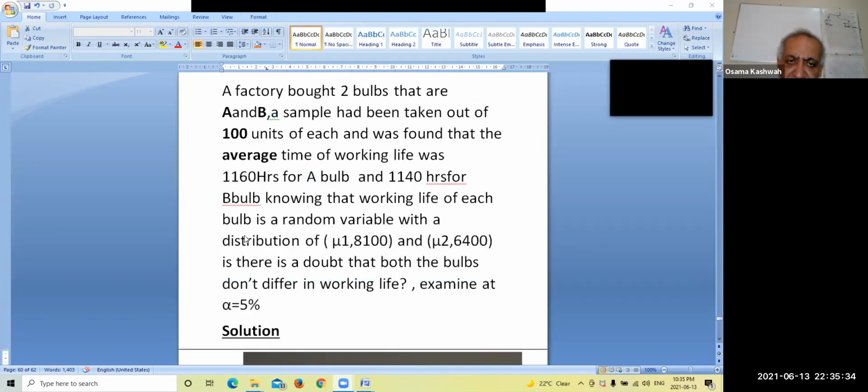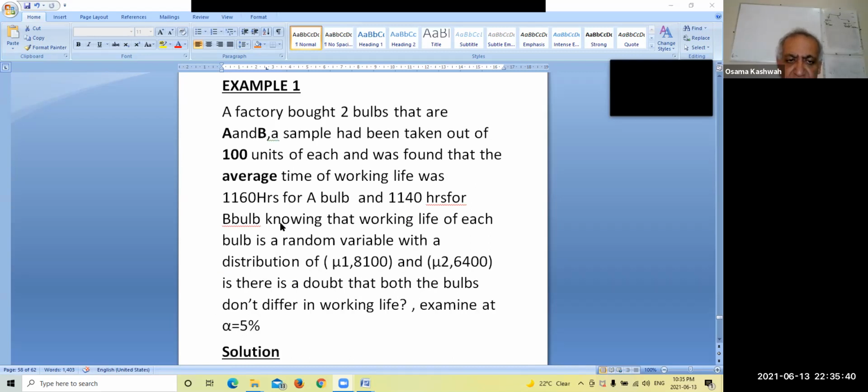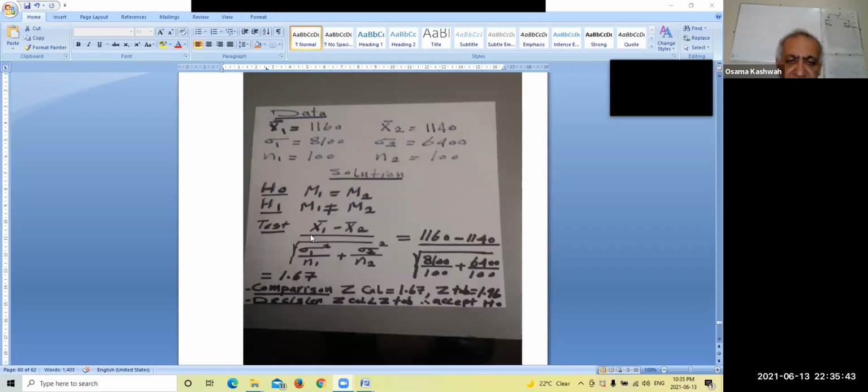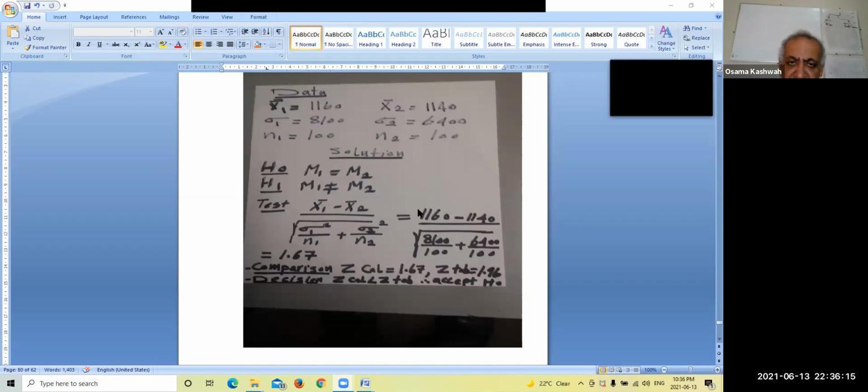The average time of working life of each one was found... this means this will be in the sample, because I took a sample of 100 and the average in the sample. So I won't use mu, I will use X bar. A bulb is 1,140 hours. Knowing that working life in each bulb is a random variable with mu and it was 100. So here I have the mu and I have the standard deviation of the population, because they give it to me here. Mu and sigma square, and mu and sigma square here. So that will be fine now.